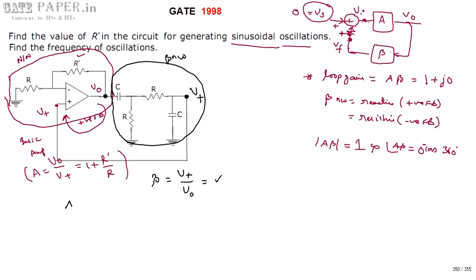After calculating, you multiply A into beta and make it equal to 1 plus J0. You are going to make use of the Barkhausen criteria, using the phase criteria and the magnitude criteria, to get the required oscillations. First we know the A value, so we are going to calculate the beta value. Beta is V plus by V naught. So let us assume this is the node V1. It is V plus and it is V1.